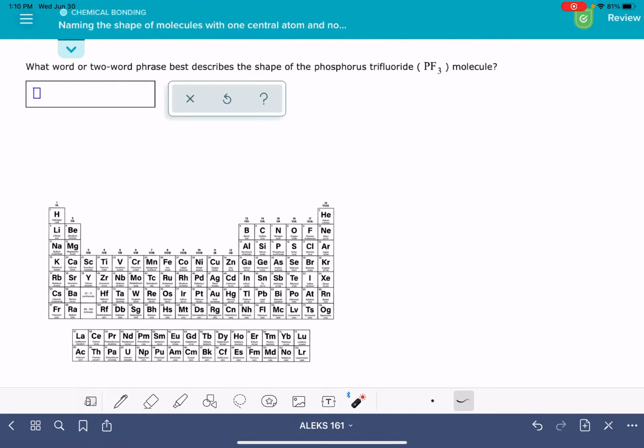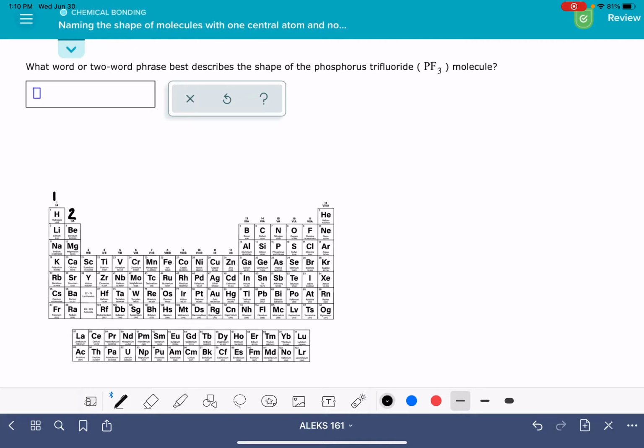In this video, I'll show you how to solve the ALEKS problem called naming the shape of a molecule with one central atom and no octet rule exceptions. First thing that we're going to need to do is draw the Lewis structure of this molecule. You can't do this unless you're looking at the Lewis structure.